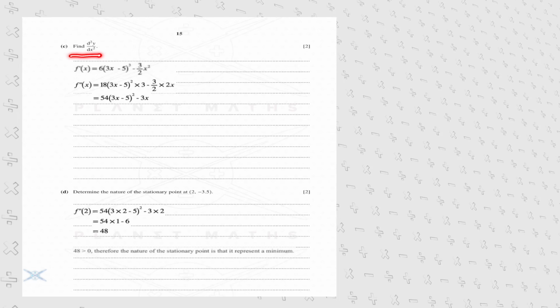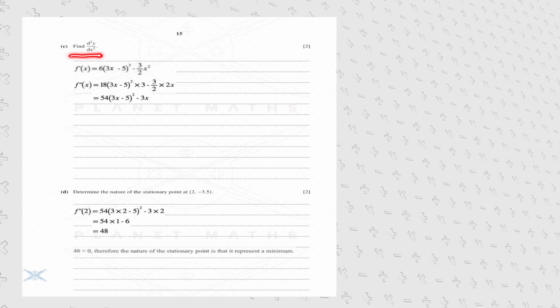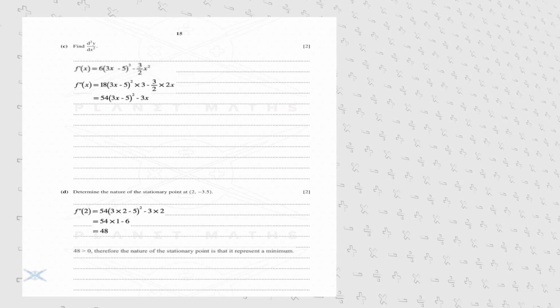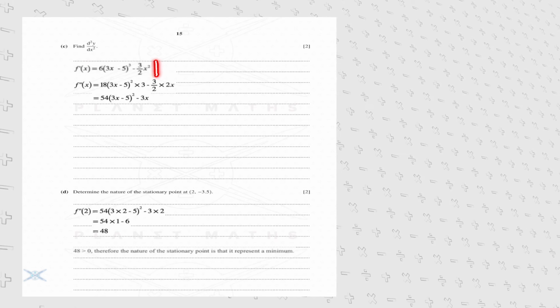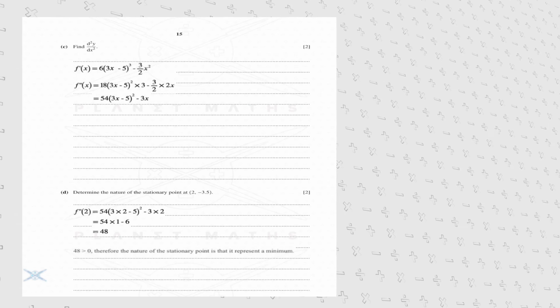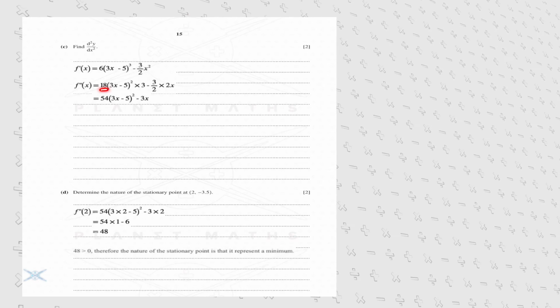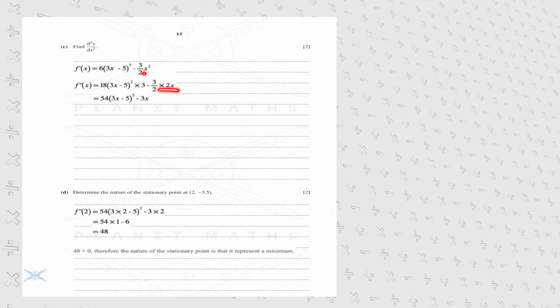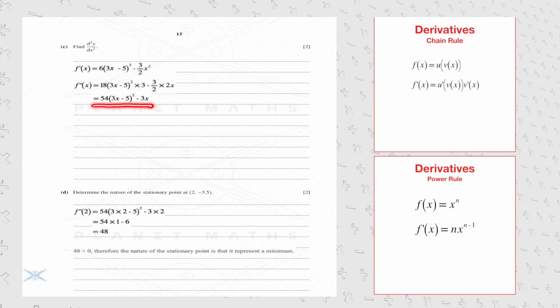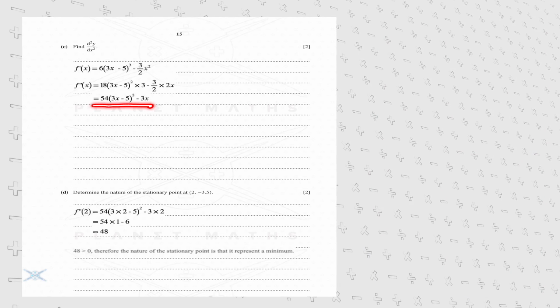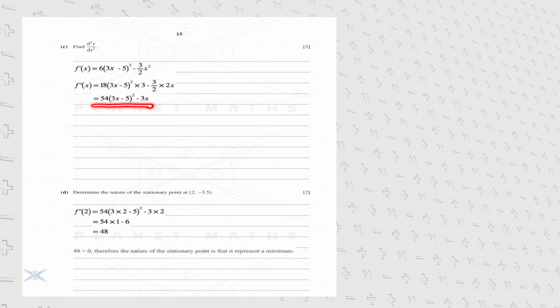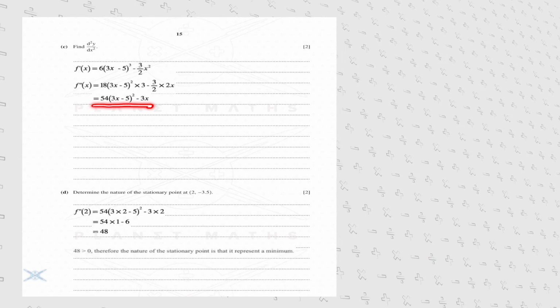cubed. Part c of this exercise requires us to find the second derivative of the curve, which we can do by simply following through from our knowledge of the equation for its first derivative. Here again, this is done with the help of the chain rule and the power rule for derivatives. Simplifying our expression lets us conclude that the second derivative of the curve can be expressed by 54 multiplied by (3x minus 5) squared minus 3x.